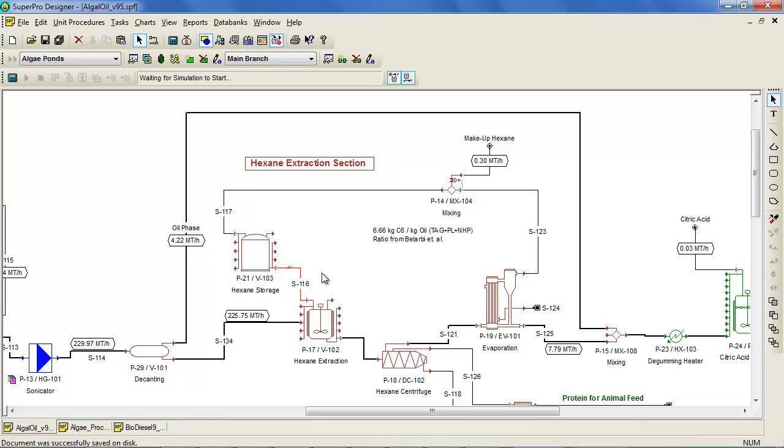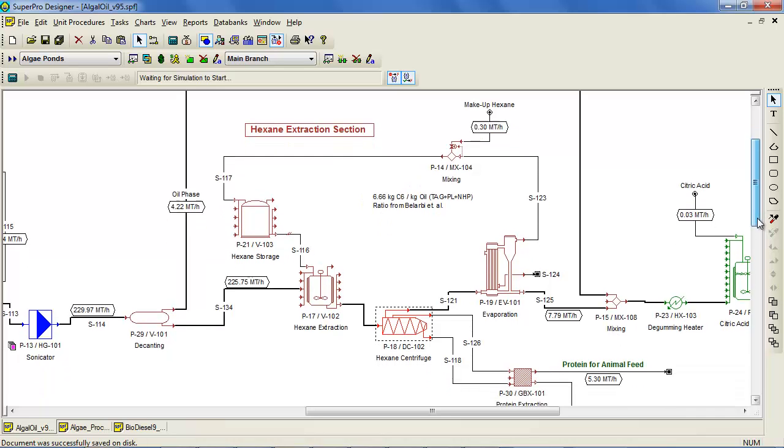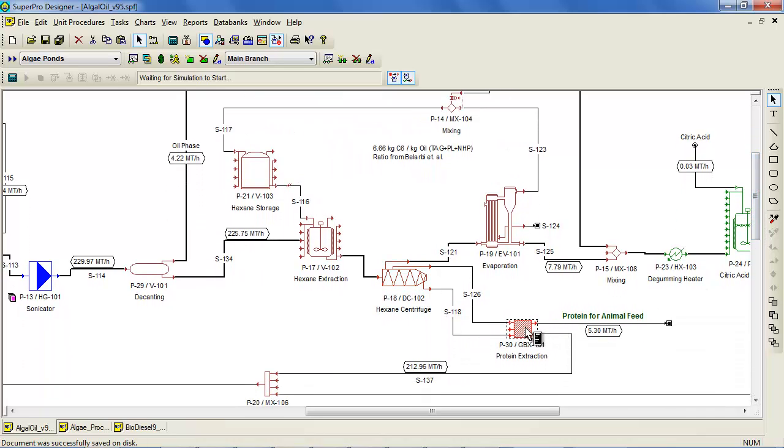The contents of this tank are then centrifuged in order to separate the aqueous phase and the remaining solids from the oil-rich organic phase. The separated solids and bulk aqueous phase are then sent through a protein extraction unit in order to recover proteins which can be sold as animal feed. The rest of the material exiting the protein extraction unit is sent to the anaerobic digestion section for additional processing.